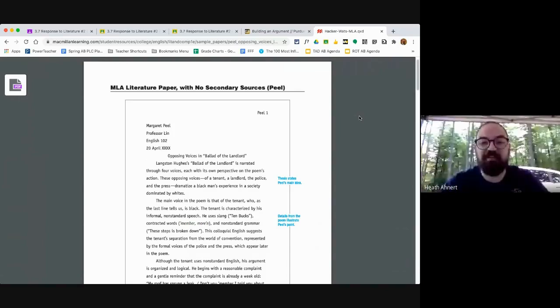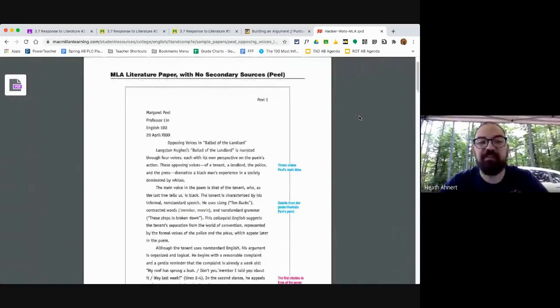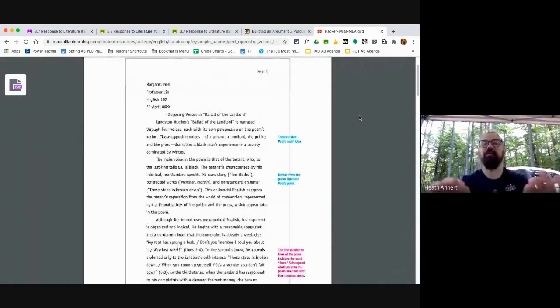Dramatize a black man's experience in a society dominated by whites. The main voice in the poem is that of the tenant who, as the last line tells us, is black. Now that's just context. That's not an argument, because I can't debate that. Because the last line tells us that the main voice is black, the tenant here, then no one's going to say, well, what if he wasn't? That just becomes a nonsense argument if anyone is going to take it. That is something that the author is giving to us.